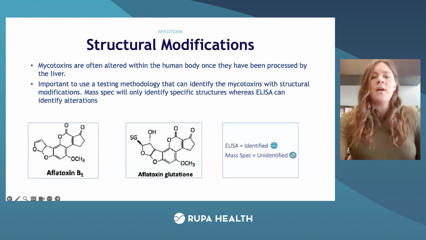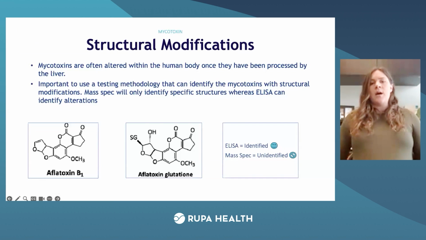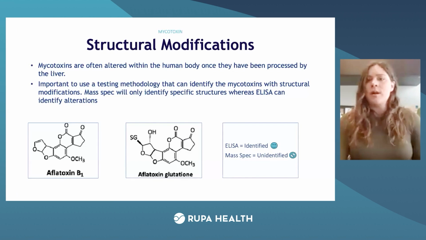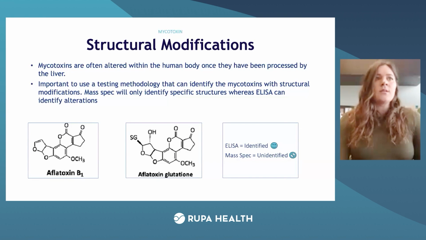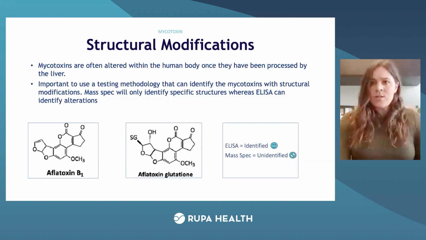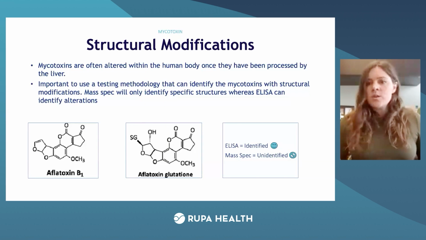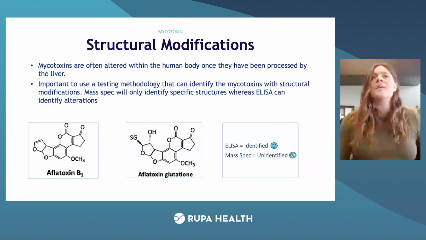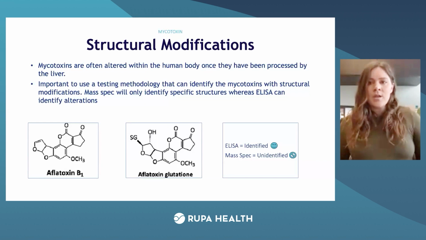When we think about what kind of testing we want to use for mycotoxins, I get asked this all the time by my clinicians when I do my consults. There's a couple of different ways that you can analyze samples for mycotoxins. What I settled into using in my practice years ago was ELISA rather than mass spec. Those are the two things you can do. ELISA is known for being highly sensitive. Mass spec is known for being highly specific.